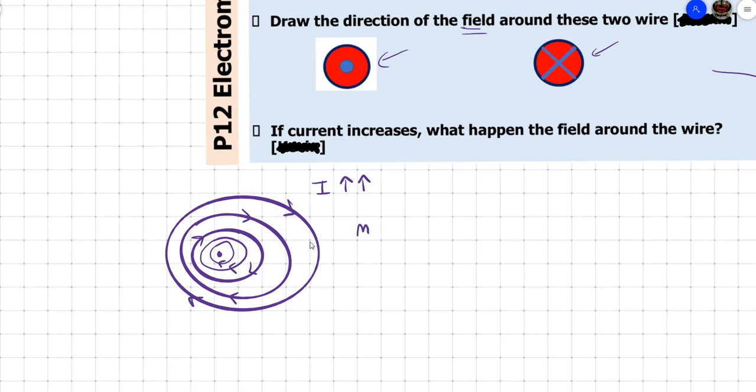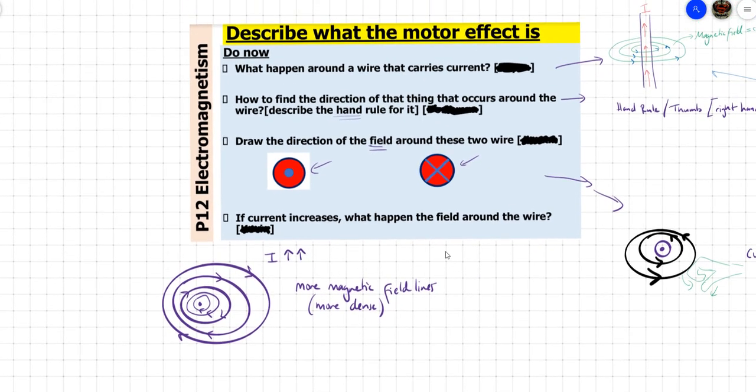Okay, so more magnetic field lines. They'll be more dense, so more of them. Okay, so this is the answer for the do now. Again, make sure that you got everything in your book before we are going to be moving on.